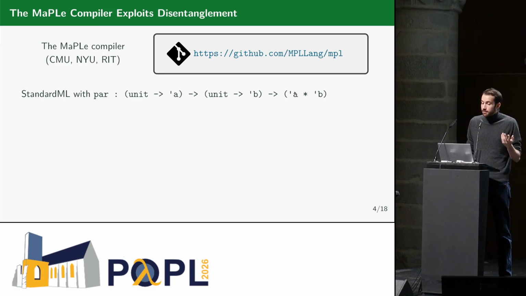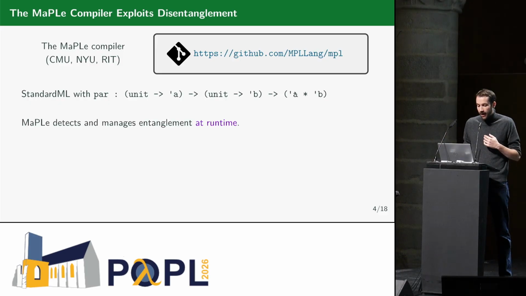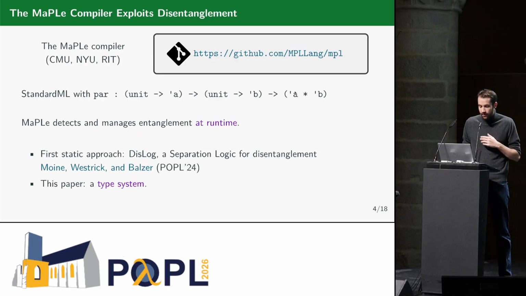The issue is that because Maple exploits disentanglement, it has to ensure that the program actually remains disentangled during execution. And Maple does that. It detects and manages entanglement at runtime. However, we are at POPL, so how to guarantee statically that a program remains disentangled? We provided a first answer at POPL'24, where we proposed DisLog, a separation logic for disentanglement. However, as you may know, doing a full separation logic proof is costly, so here we try to simplify things and we propose a type system.